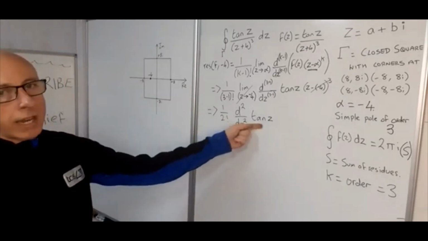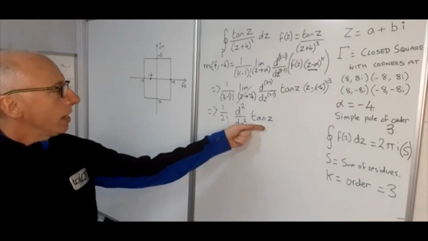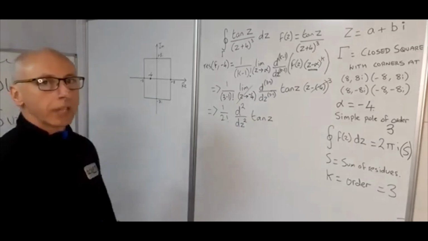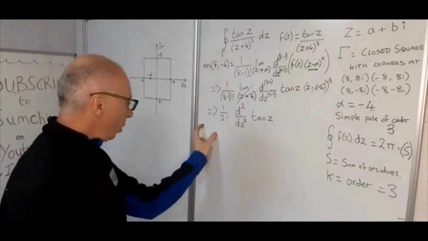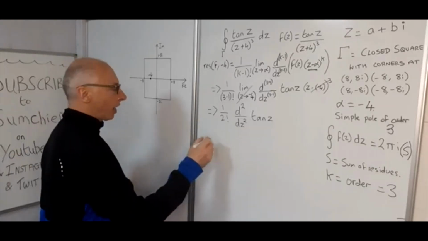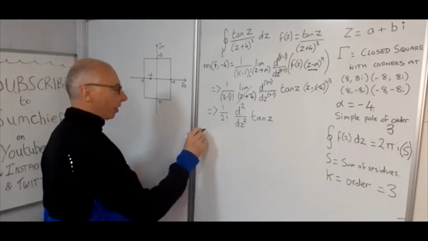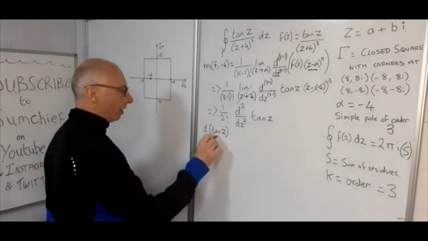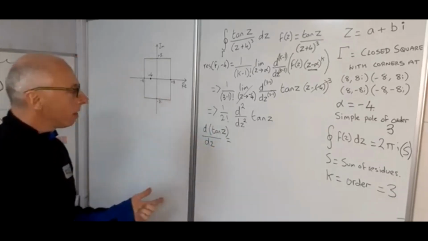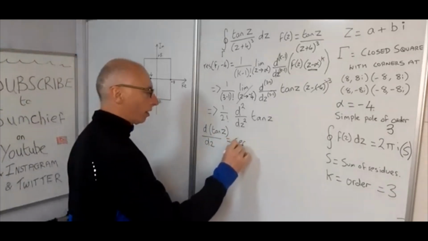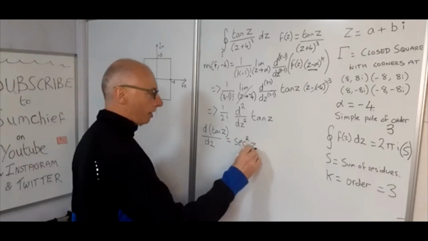So what we need now to progress further is the derivative of tangent z, and then take the derivative again. So I'm just going to come down here and calculate the derivative and second derivative of tangent z. So the derivative of tangent z with respect to z, now what we know with this is a famous derivative, this is secant squared of z.